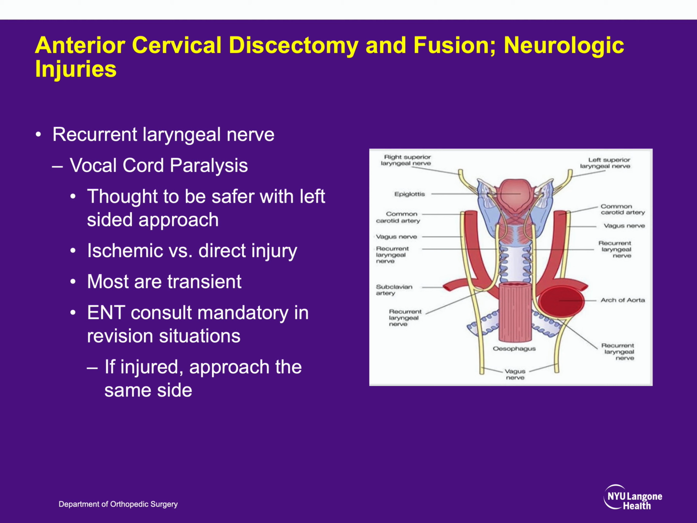And when revising someone with a history of prior anterior cervical discectomy and fusion, it is paramount that the person get a preoperative ENT consult to look at the vocal cord. If there's a suspected injury to the recurrent laryngeal nerve, then the revision surgery should be performed on the same side, as if you perform this revision surgery on the other side and knock out the recurrent laryngeal nerve on the contralateral side, that will be a disaster.